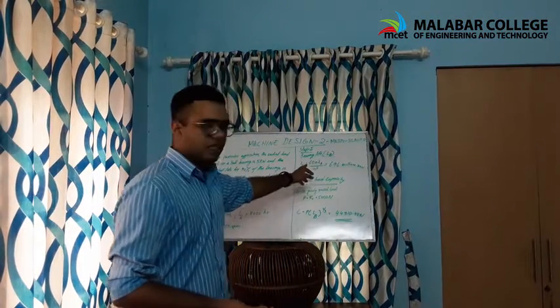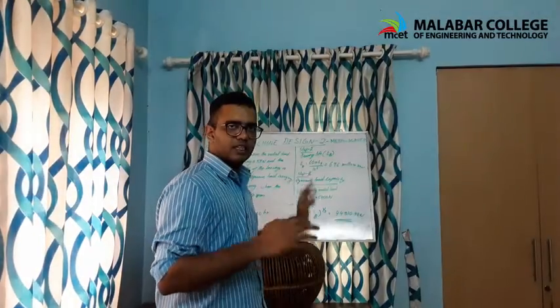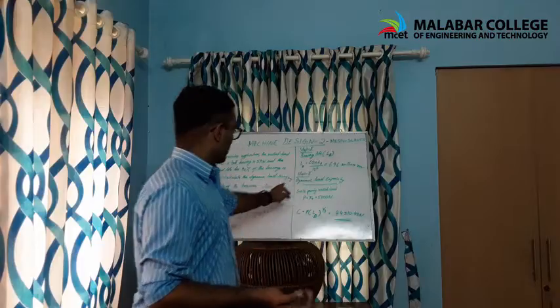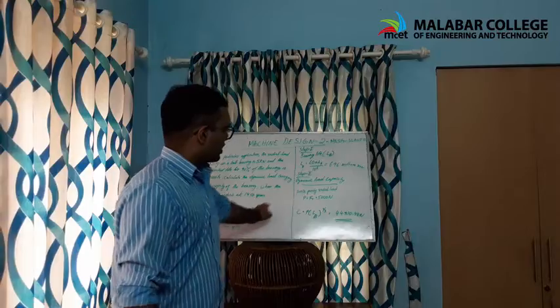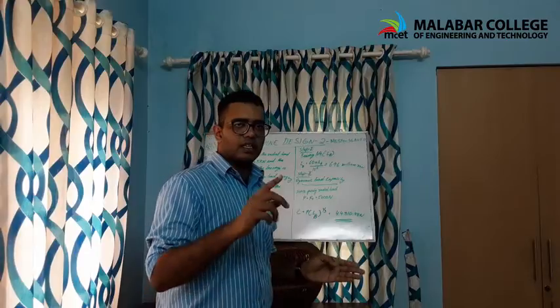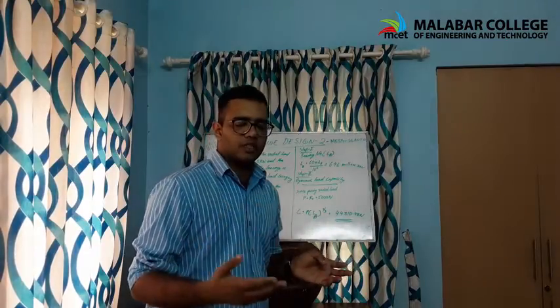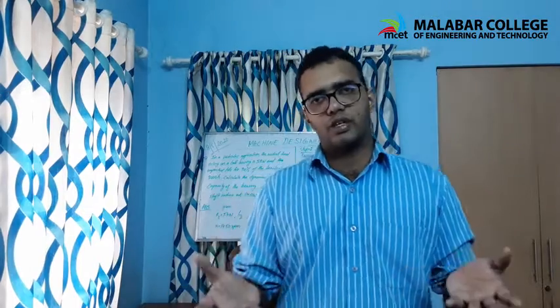Now first we need to calculate the bearing life, how long the bearing will be running. For that there is an equation in the data book: LB is equal to 60 N into LF by 10 raised to 6. N is 1450 and LF is 8,000 hours. By substituting, we get the value 696 million revolutions, meaning the bearing can revolve 696 million times. After that the bearing gets destroyed.